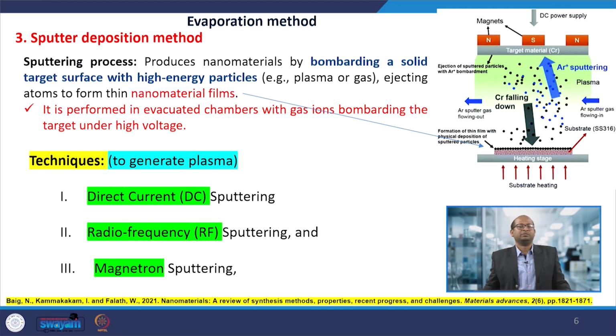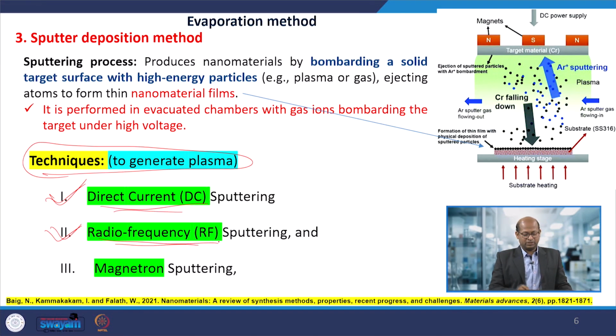These sputter deposition techniques we can categorize into three different types: direct current or DC sputtering, radio frequency sputtering, and magnetron sputtering, that is the third type. Combinations can also be used.